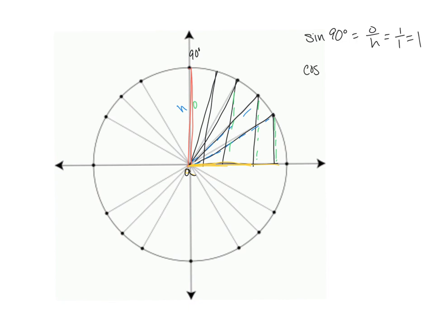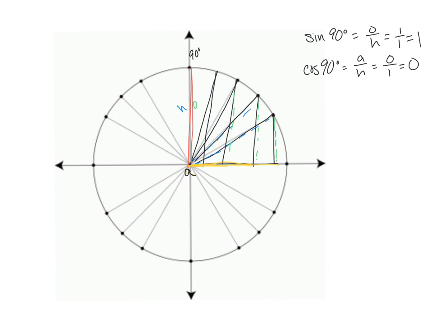Similarly, if we wanted cosine of 90 degrees, let's think about this. Cosine is the adjacent over the hypotenuse. So our adjacent basically went to 0, and our hypotenuse is now a radius of a circle, which is 1. So 0 divided by 1, that is 0. So cosine of 90 degrees is 0.